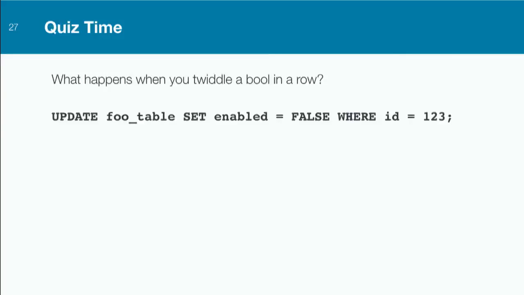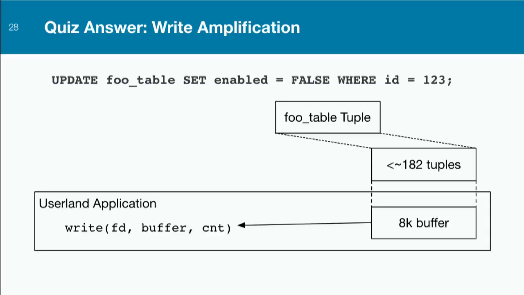So when you go to update an individual record or a bit, any bit in a row in any kind of database, what actually happens? So that tuple inside of a table results in a rewrite of the entire buffer.